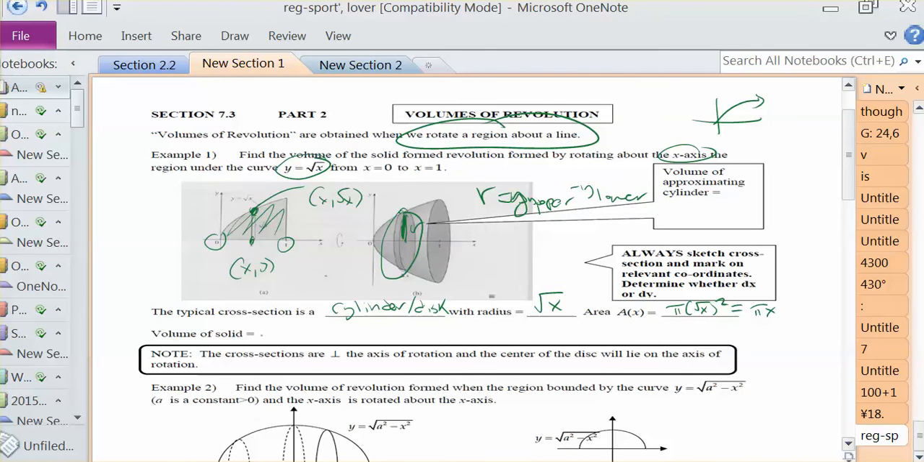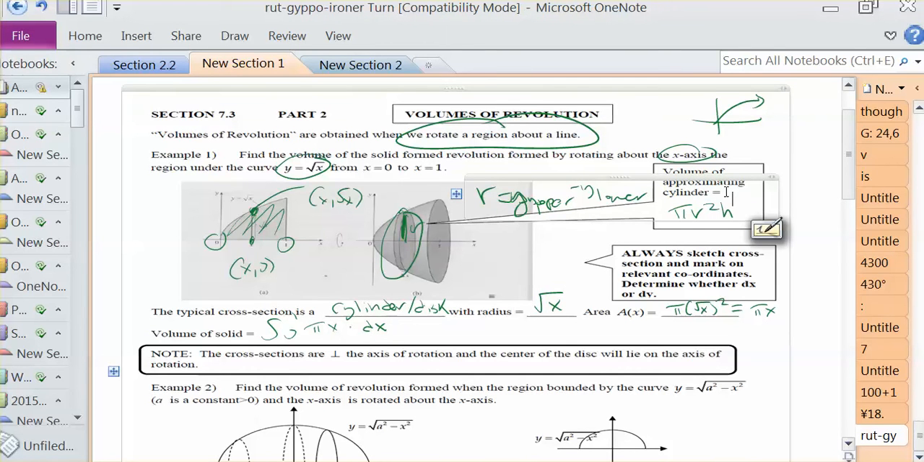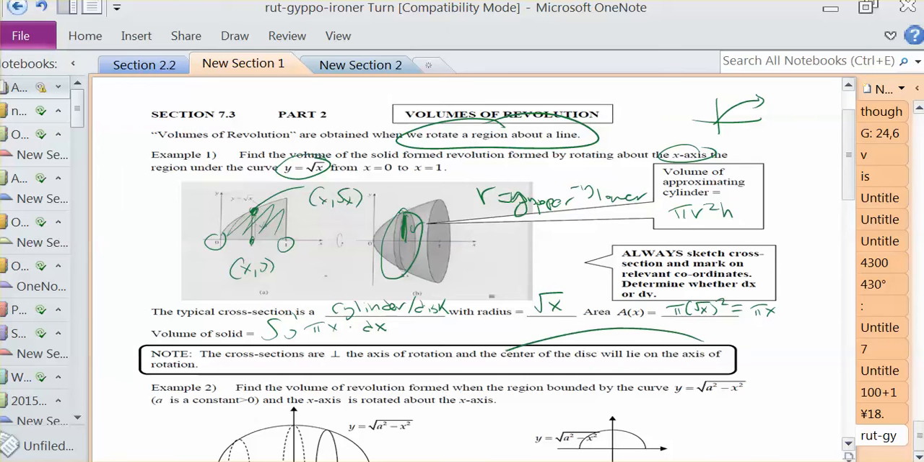So the volume of the solid will be the integral from 0 to 1 of my area times dx. And the volume of approximating a cylinder is usually, as we know, pi r squared h. In these cross sections, we're perpendicular to the axis of rotation, so the center of the disk will lie on the axis of rotation.